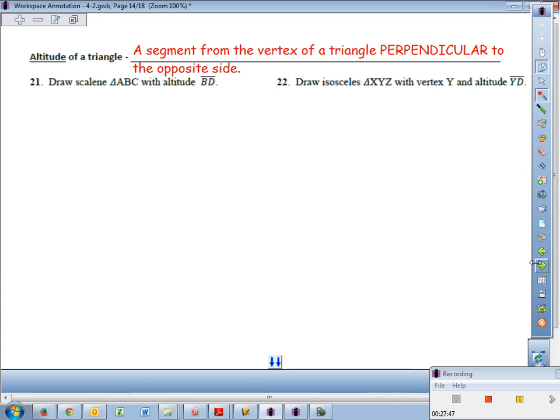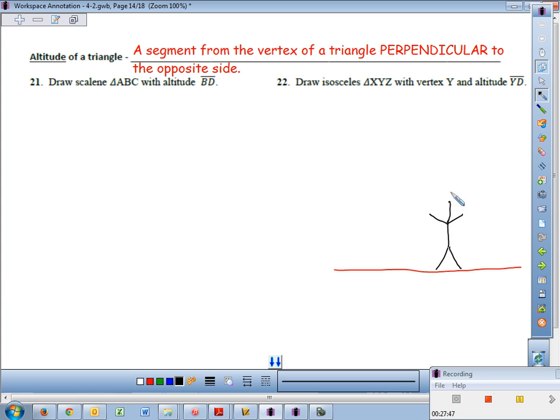Altitude of a triangle. It is a segment from the vertex of a triangle perpendicular to the opposite side. Another word for altitude in our own, guys, is height.